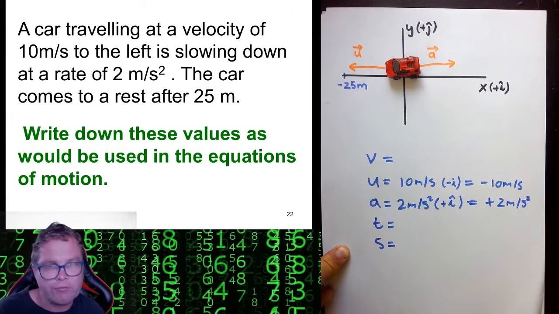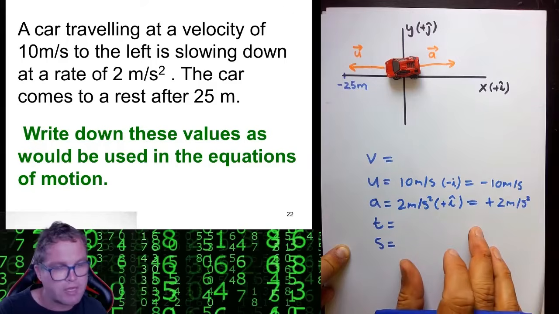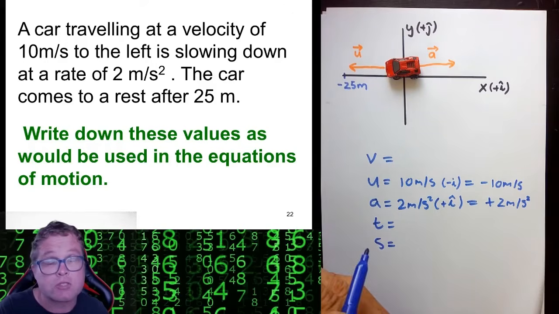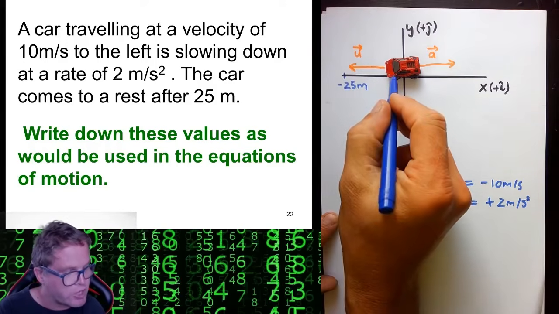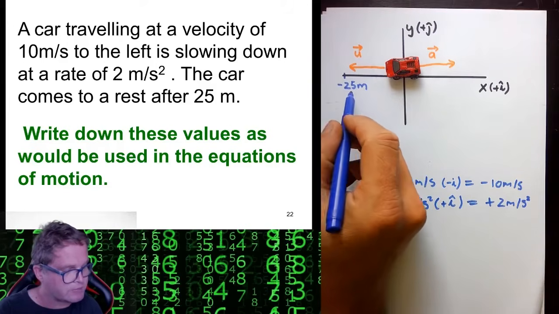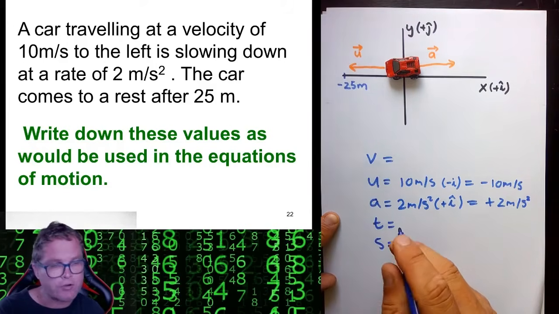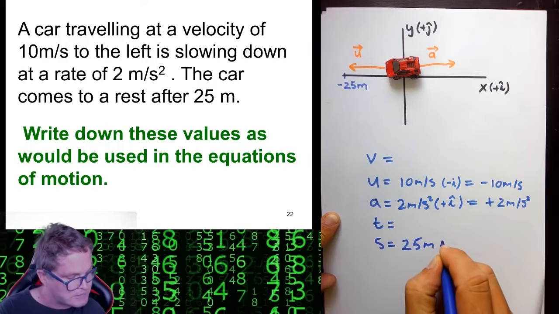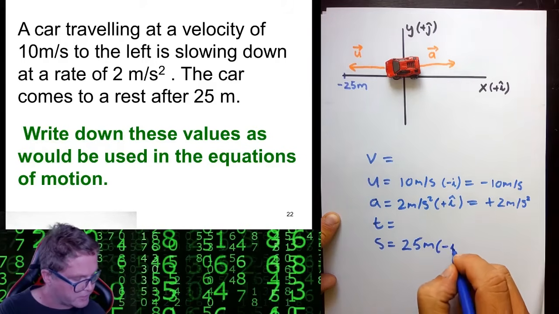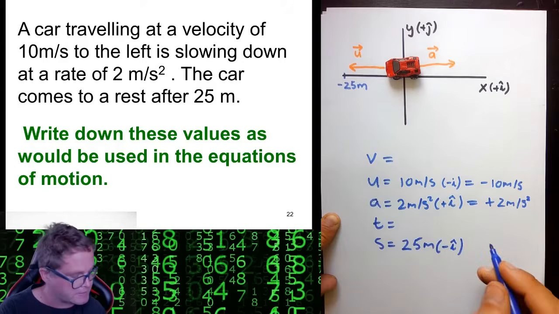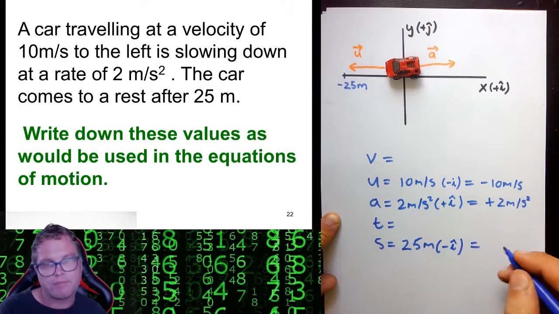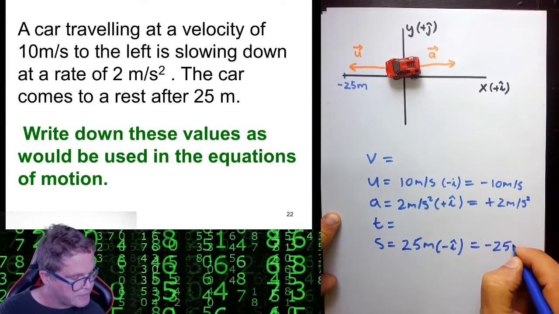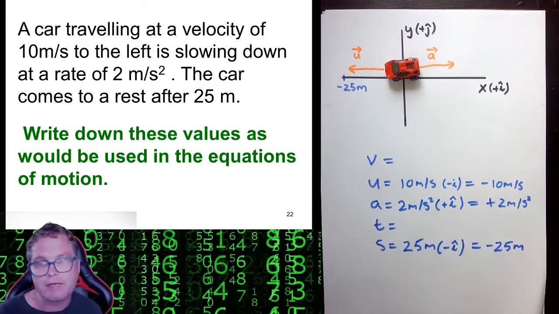We're not given any information about the time, so we can't fill that in. But we are told that the car comes to rest after 25 meters, so after it's traveled 25 meters to the left, it comes to rest. We need to take note that the distance will be 25 meters, but it will be in the minus i hat direction. It's on the negative side of the axis. So the value that we would use in the equation then would be minus 25 meters for the final displacement, the final s value.